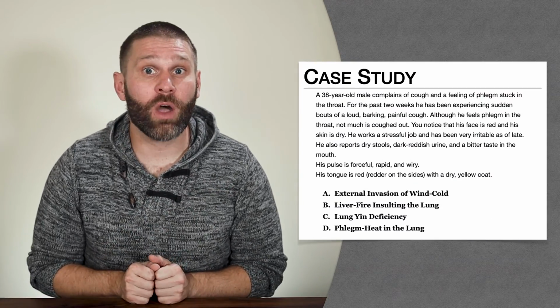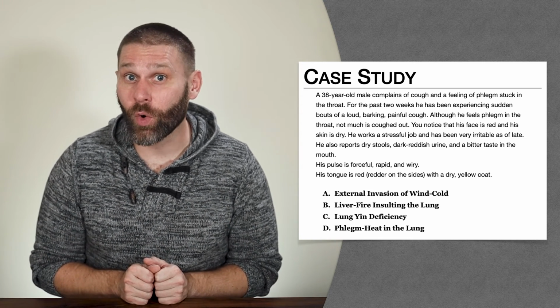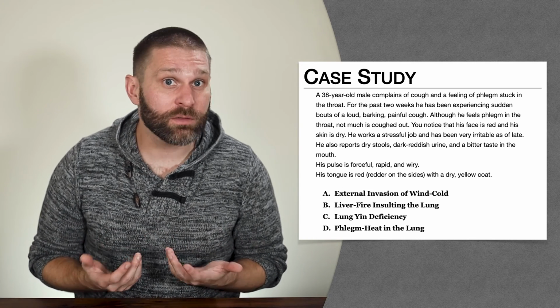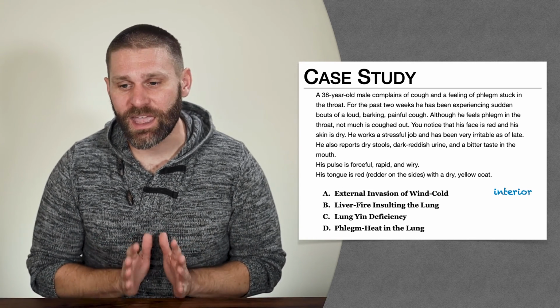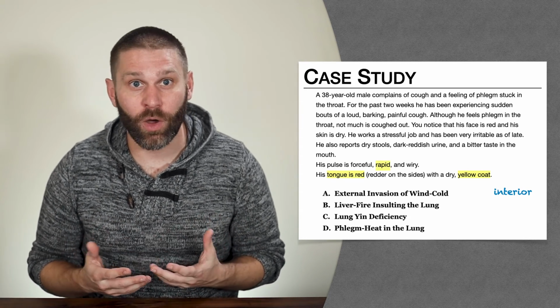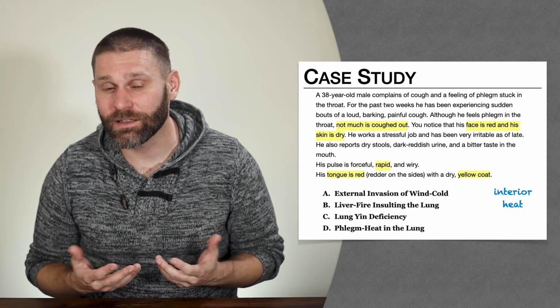We can also use this as a test-taking strategy. So here we have an example of cough. If we go through our 8 principles, we can ask, is it exterior or is it interior? Well, there's no fever and chills and no floating pulse, so it's probably interior. Is it hot or is it cold? Well, there's a red tongue, a rapid pulse, red face and dryness, scanty phlegm. This is probably a heat condition.